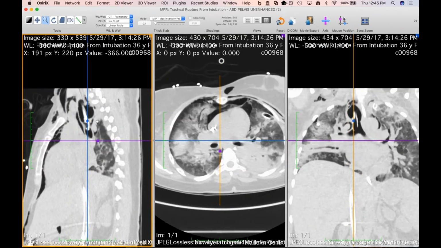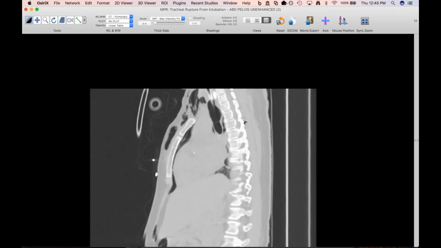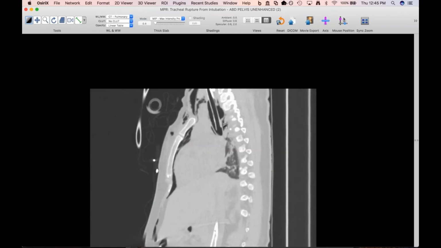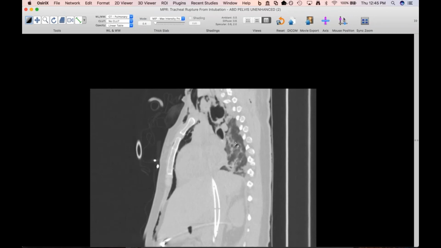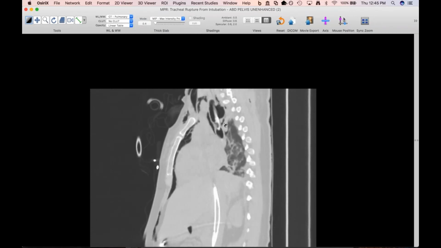And you can see nicely here on the sagittal view that it almost looks like what a pseudoaneurysm would look like in a vessel, just with the focal outpouching here, right at the level where you would suspect the balloon. I think this is the first one I've seen that I could pretty much assuredly attribute to the balloon.